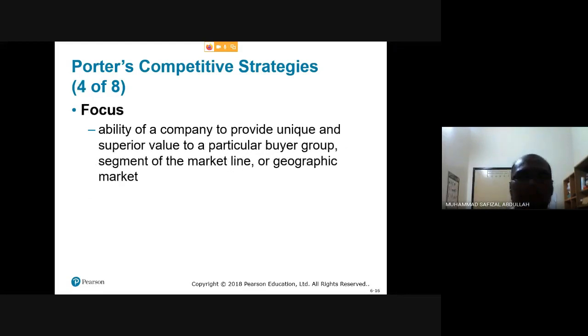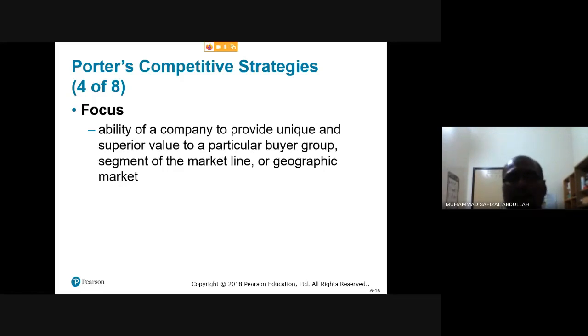And last but not least is the focus strategy. Focus strategy is the ability to provide unique and superior value to a particular buyer group, segment of the market line or geographic market. Okay, what does it mean? In other words, we call it a niche strategy. Yeah, it's a niche strategy.